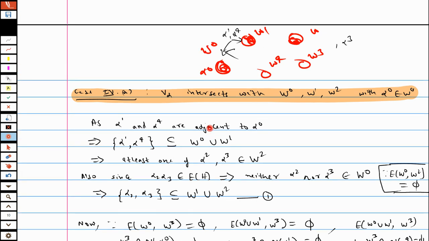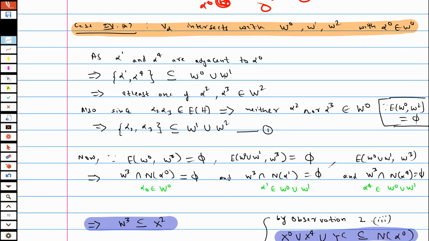Anyway, what if alpha 2 is in W2? Then what is the problem? No problem. But alpha 3 will have to be here only. It has to be here. But I also know that one of them will be in W2. Both of them can't be in W.